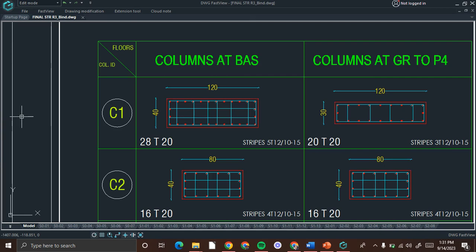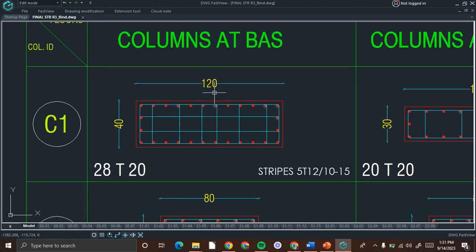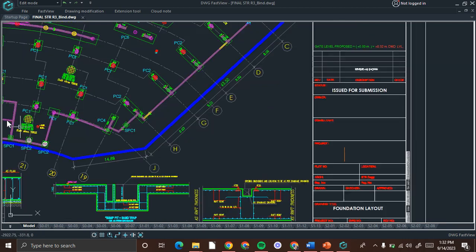Let us see how to calculate rectangular column type C1. Here the dimensions of the column are given. The length is given as 120 centimeter and width as 40 centimeter. We calculate the quantity in meter cube. So we have to check the depth of the column. We will find out the depth from the plan.